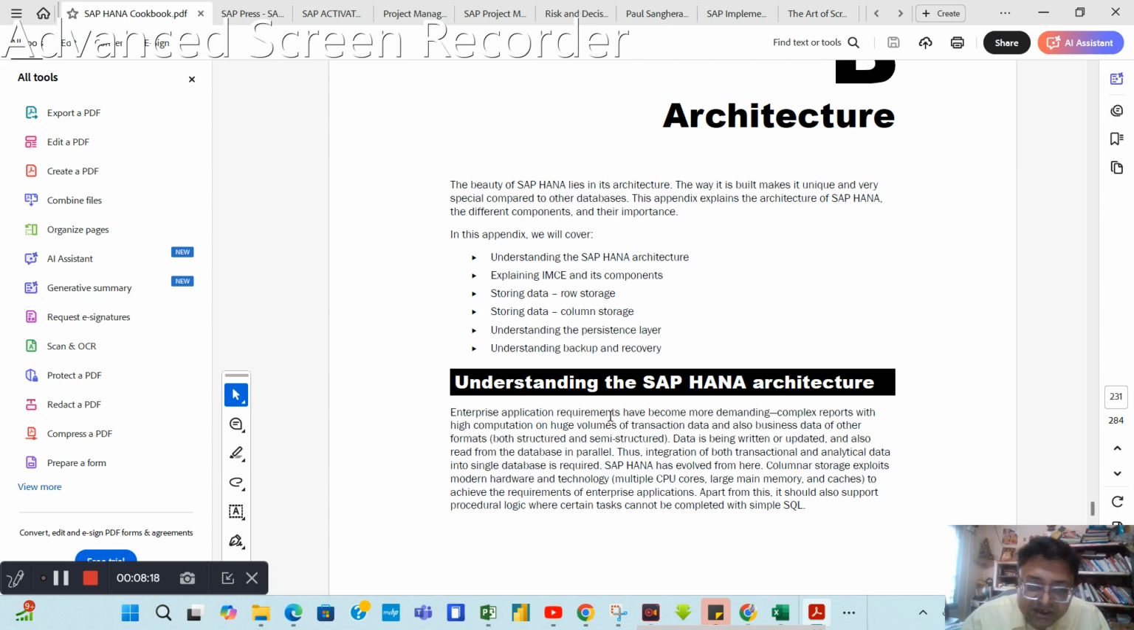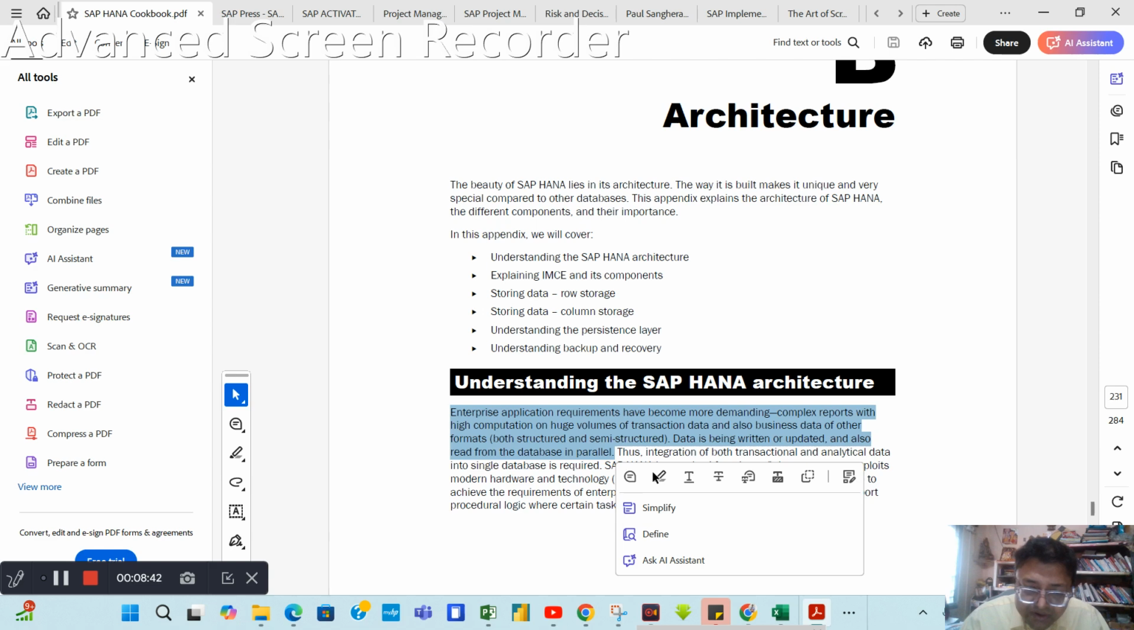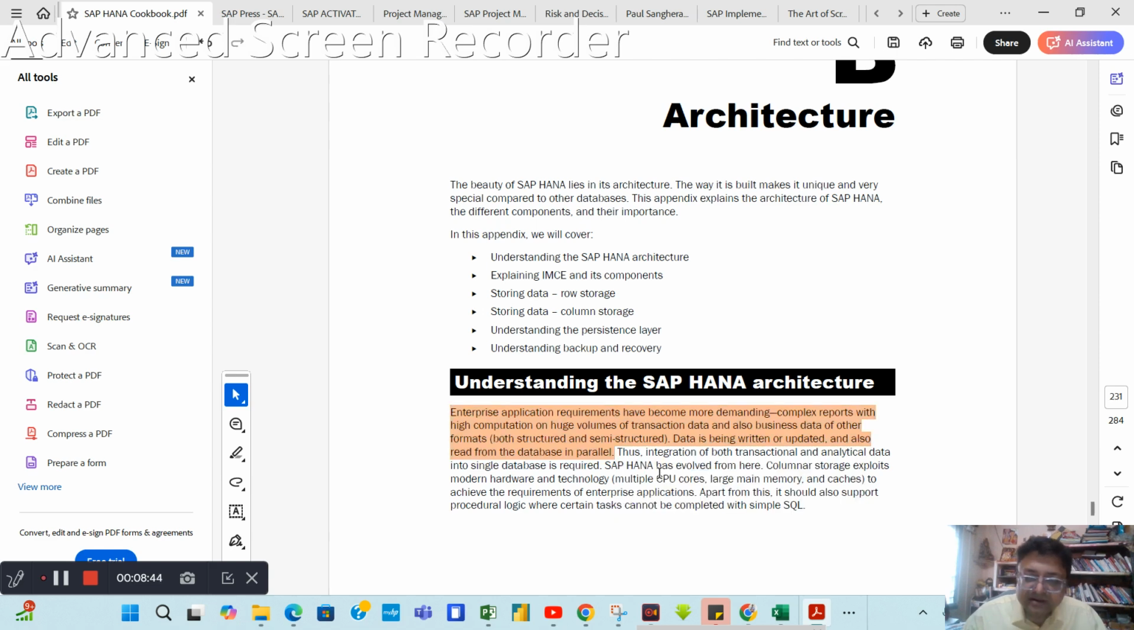Enterprise application requirements have become more demanding. Complex reports with high computation on huge volumes of transaction data, and also business data in other formats, both structured and unstructured. Data is being written or updated and also read from the database in parallel. What they are trying to say is that right now the revolution is happening on the data front.